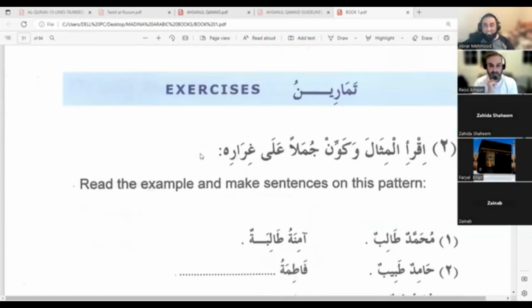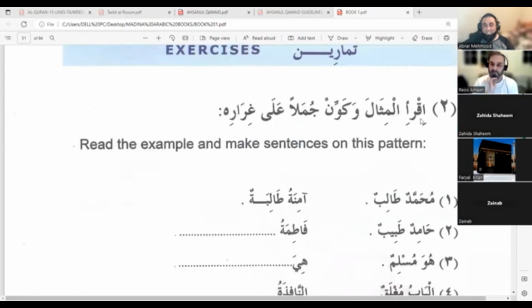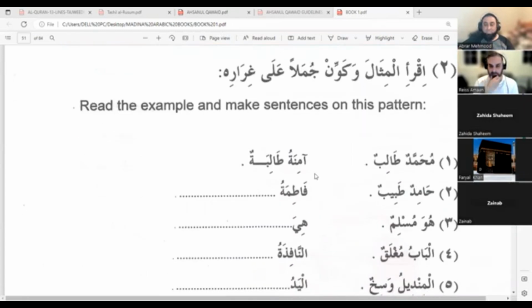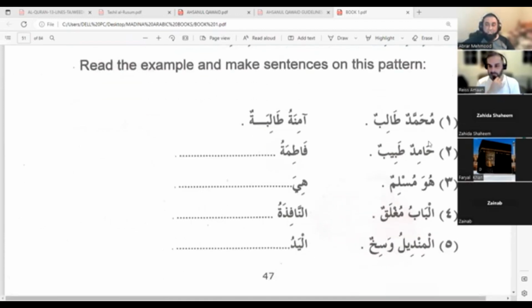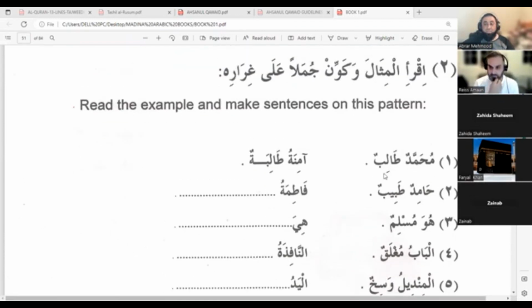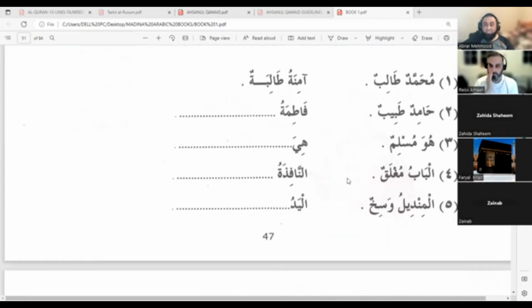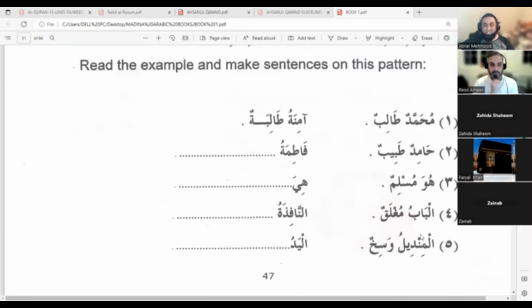Okay, moving on. Next exercise. اقرأ المثال وكون جملا على غراره. Ghirar meaning pattern. Here's a sentence, and you make a sentence on the same pattern, masculine and feminine. For example, Muhammadun talibun, keeping in mind all the rules we've learned previously. Aminatu talibatun. We've got about 5 here, so I think that works out quite nicely.